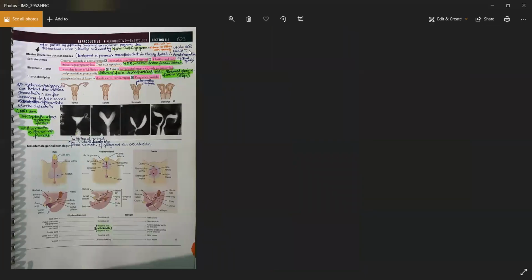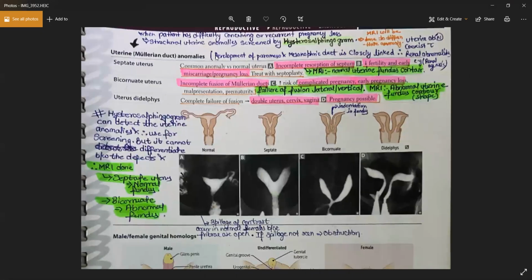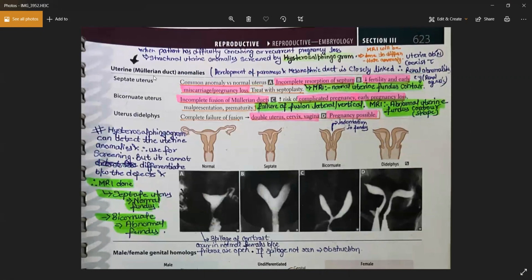Then let's discuss the formation of the Mullerian ducts. You have two Mullerian ducts at each side, and these Mullerian ducts need to fuse in the midline to form a normal uterus, cervix, and vagina, right? This is the normal type of thing you will get. If you get a partial fusion or no fusion at all, then you can end up having all these Mullerian duct anomalies.